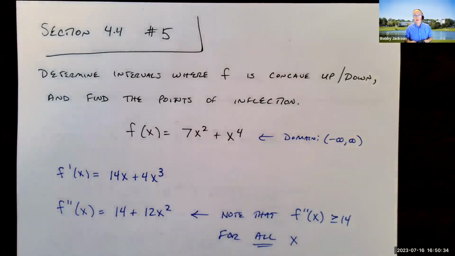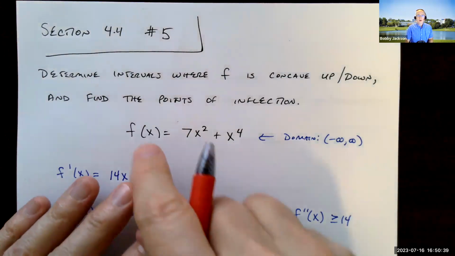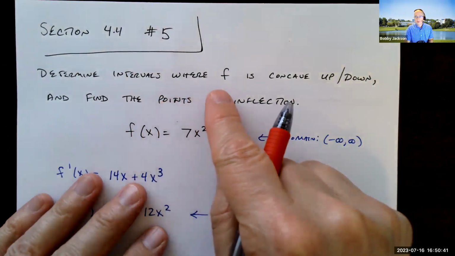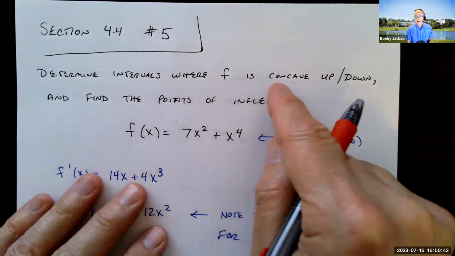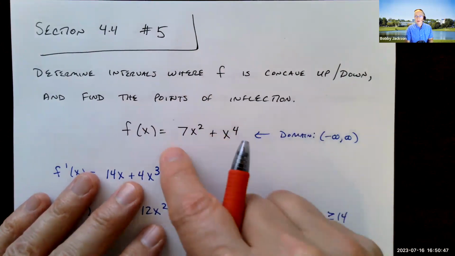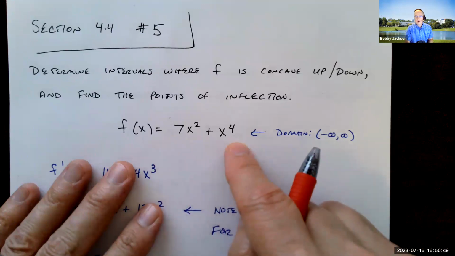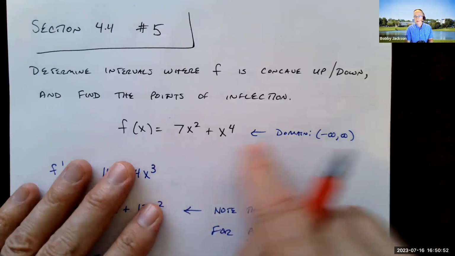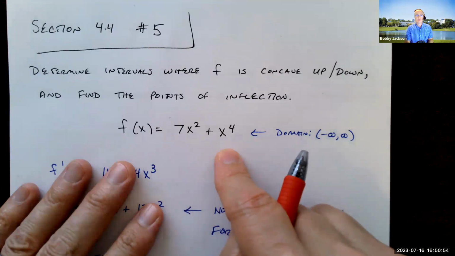Hey everyone, let's take a look at number 5 in section 4.4. Fairly quick one. We're going to determine the intervals where the function f is concave up or down, and then find the points of inflection. And here's our function. Nice polynomial function, though the domain of this function is all real numbers.